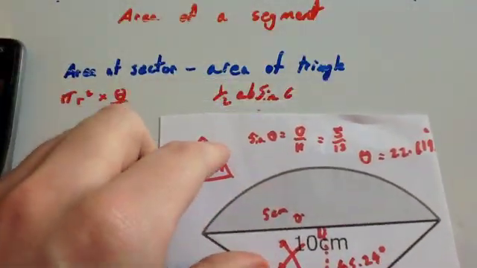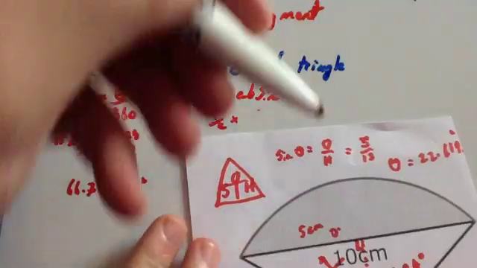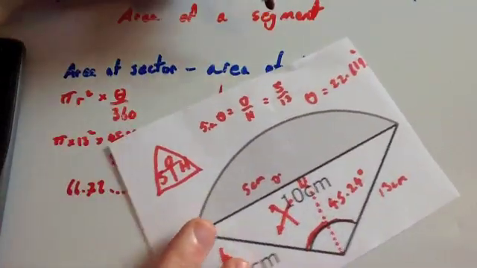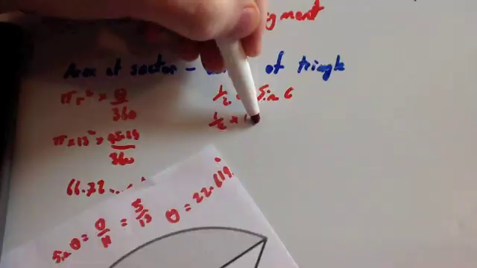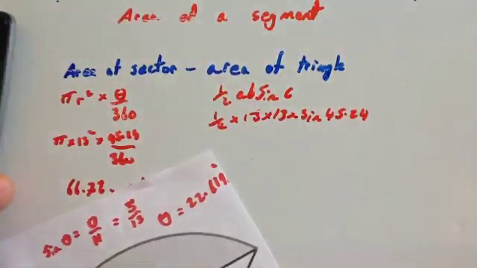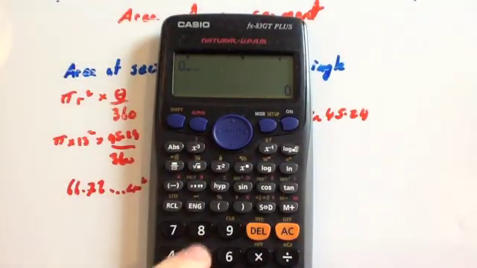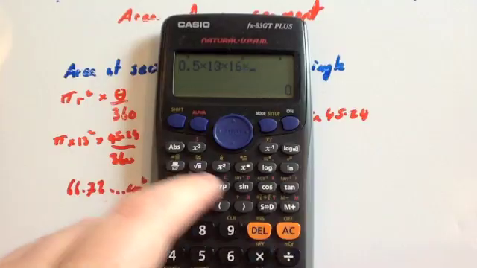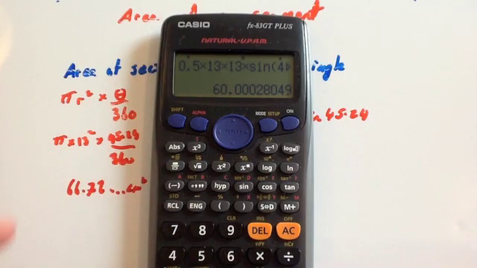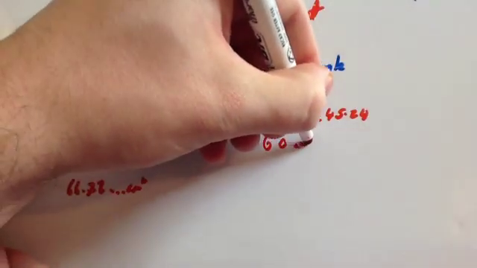Okay, now let's go and work out the area of the triangle. The area of the triangle is a half ab sine C. Make sure you remember the a and the b are the two lengths of the sides either side of the angle. So we're going to do a half of 13 times 13 times the sine of 45.24. Sorry about my handwriting here, it's getting a bit messy. That equals 60.000, so pretty much 60 centimeters squared.